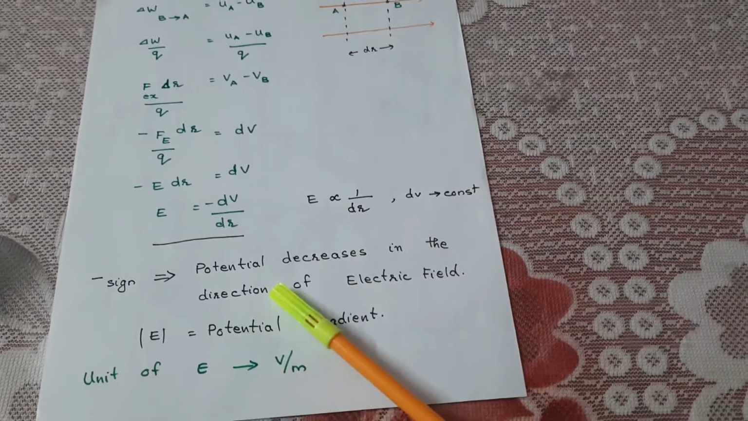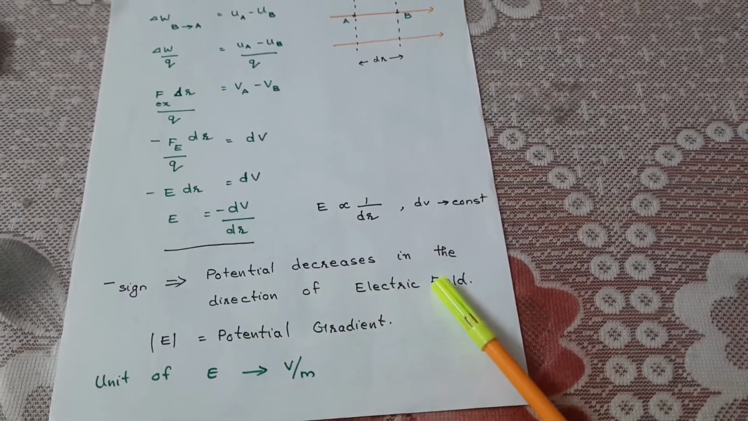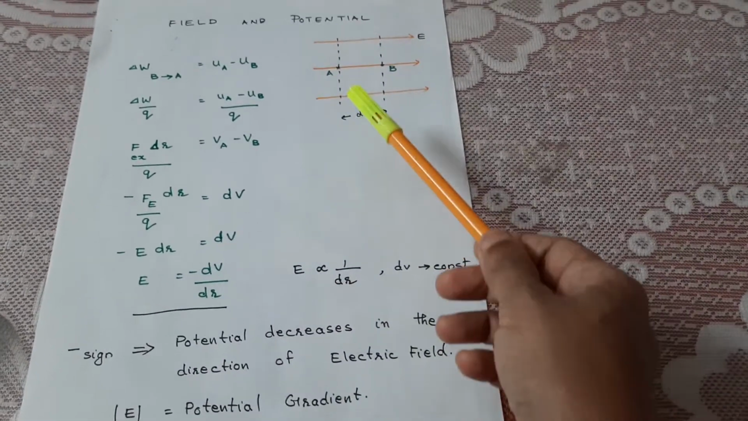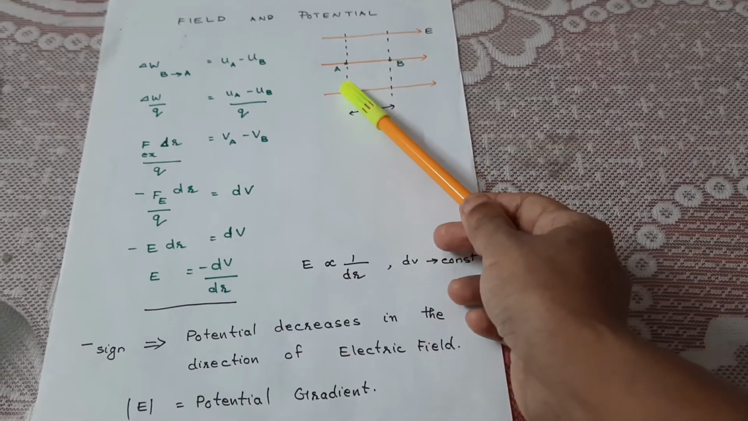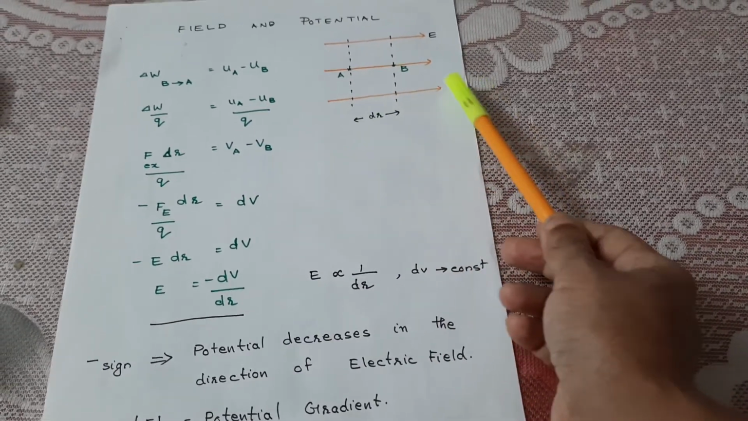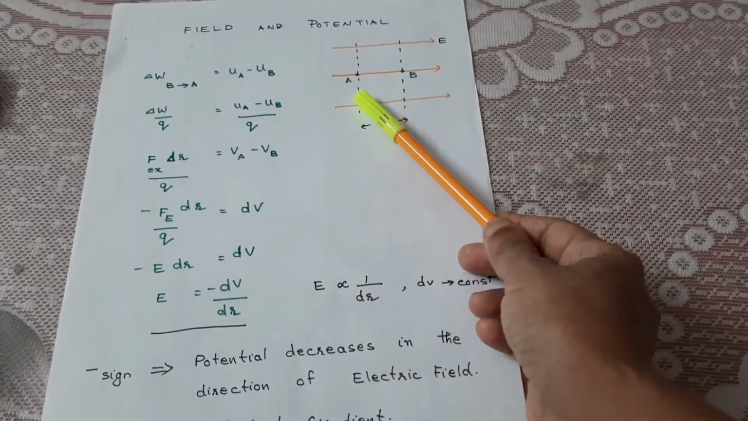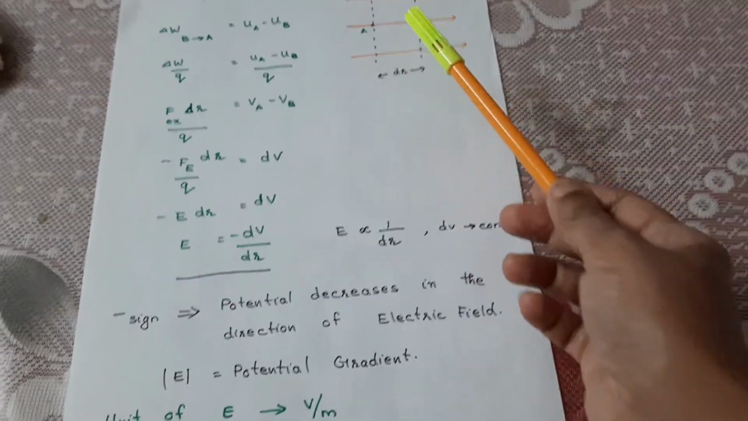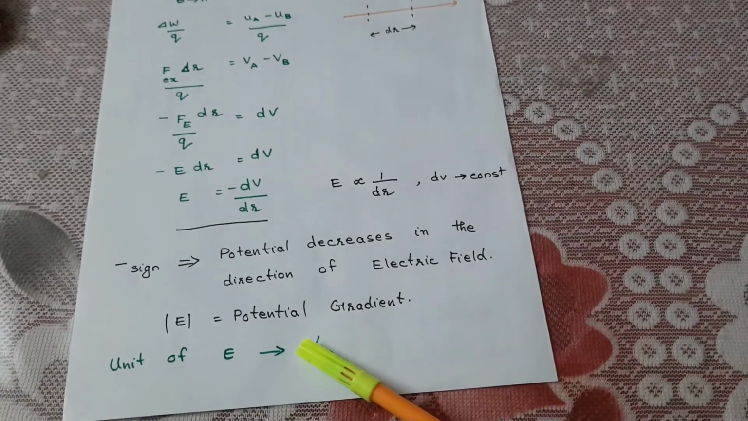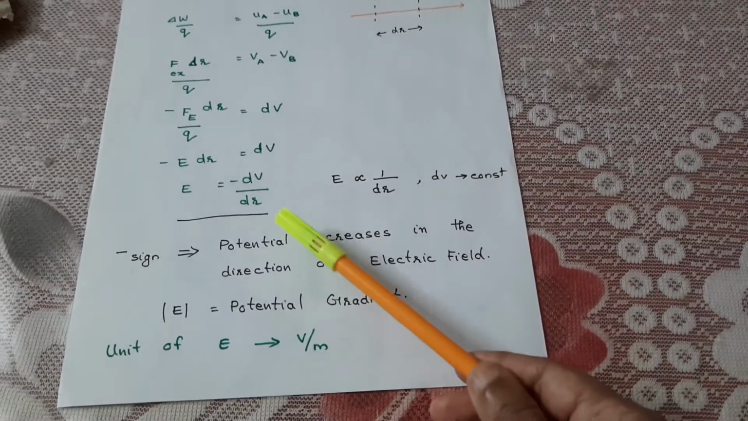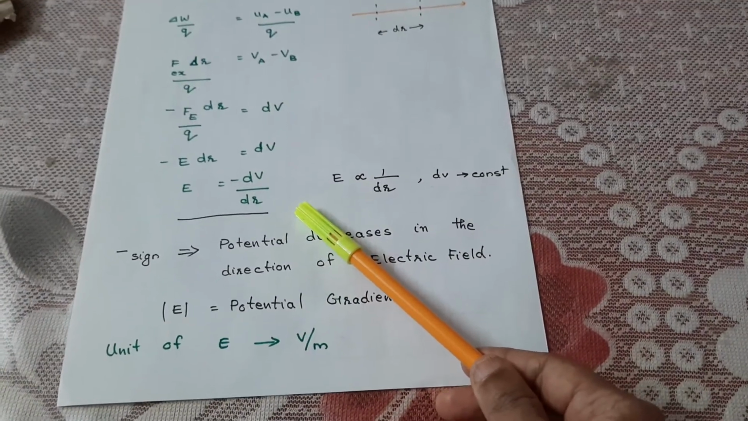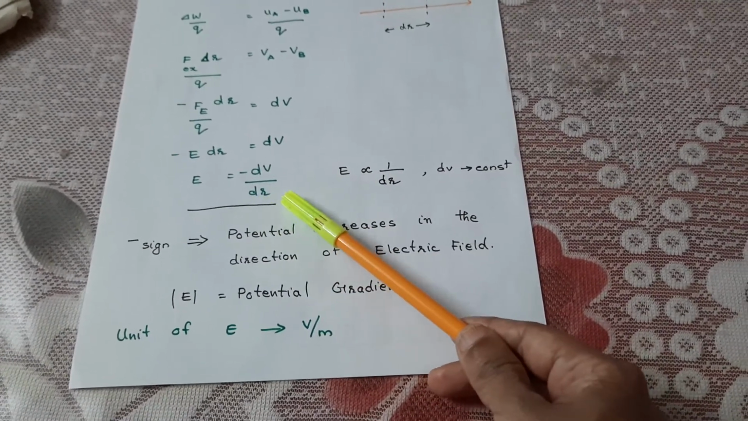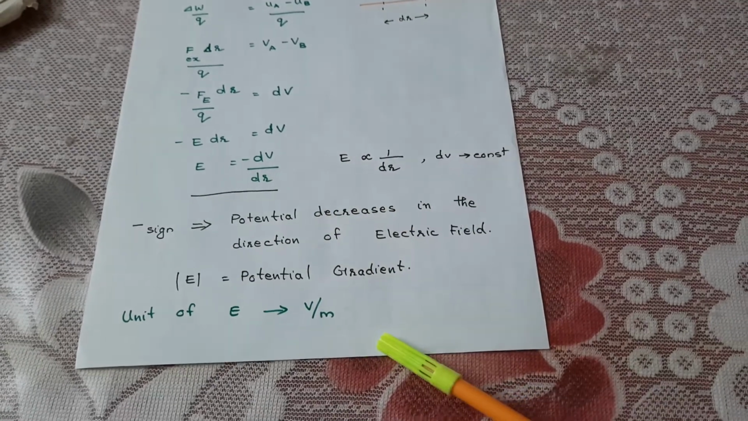The negative sign shows that the potential decreases in the direction of electric field. That is, electric field is directed from A to B. So potential at A is greater than potential at B. Magnitude of electric field is equal to potential gradient. From this equation, the unit of electric field is volt per meter.